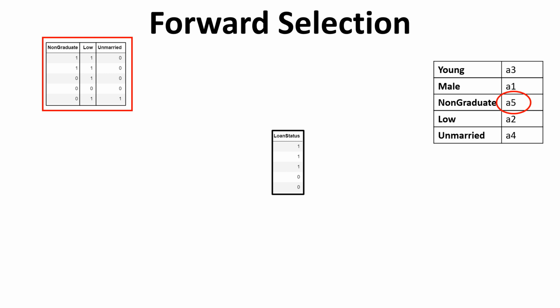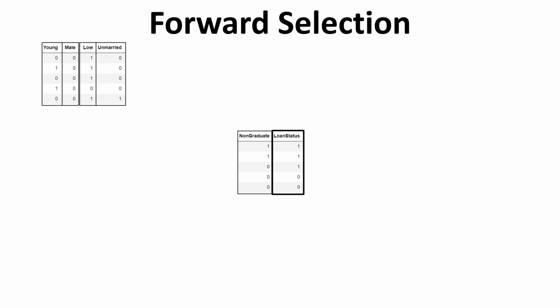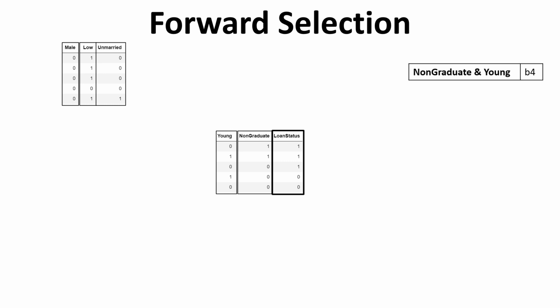Now in the next iteration, that best feature we are going to keep static. We are not going to get rid of that. We are going to keep that fixed, and along with that, out of the remaining 4 features we are going to use each of them one by one and see in combination with non-graduate how each of these features performs and which pair gives us the best accuracy. So let's try that. First of all, with non-graduate we are going to use young and train the model, and take note of accuracy. So this is what we get, B4.